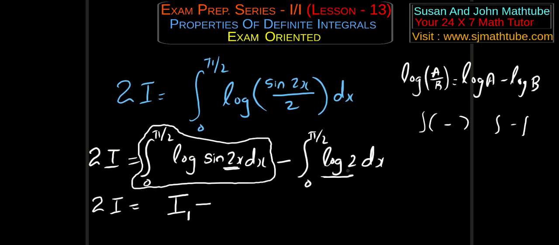If it is log e, I'll write 1. And if it is log 0, I know that it is minus infinity. But log 2, I don't know. It's just a constant. Yeah, I know that it's a constant. And we can take this constant outside the integral. So we get log 2 and then integral 0 to pi by 2 dx. And integral dx is x, you can put the limits.